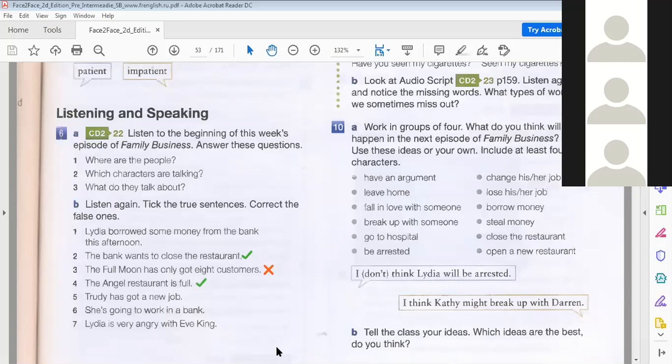Trudy has got a new job. Yes. She's going to work in a bank. No, false. Where's she going to work? Mr. Angel's restaurant. Correct. Lydia is very angry with Eve King. True.